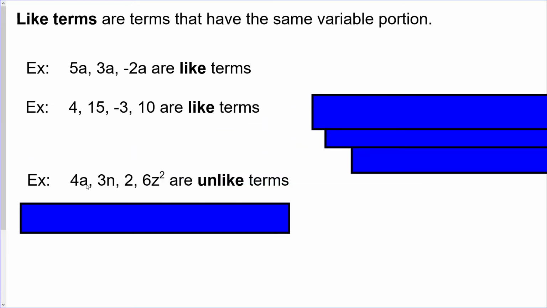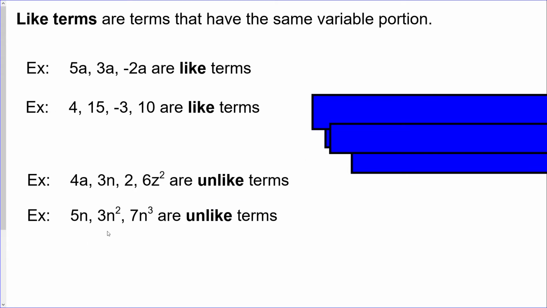4a, 3n, 2, 6z squared, these are unlike terms because they have different letters, different variable portions. 2 doesn't have one at all, but you get the idea. These are unlike terms because all of the variable portions are different. And the last one, 5n, 3n squared, 7n cubed, these are also unlike terms because of those exponents. Even though they all have an n, the exponent means they are not like terms anymore.